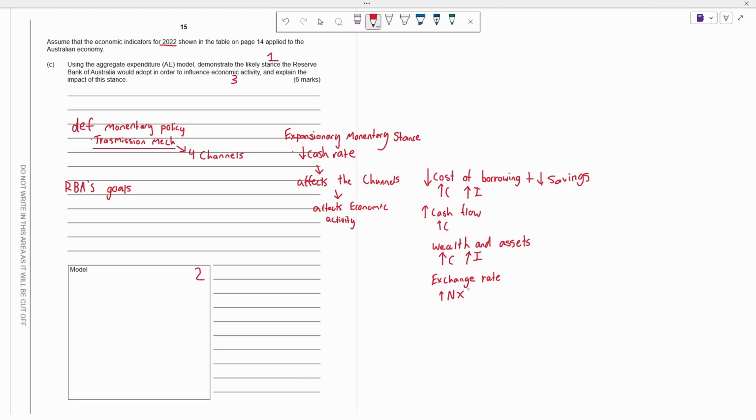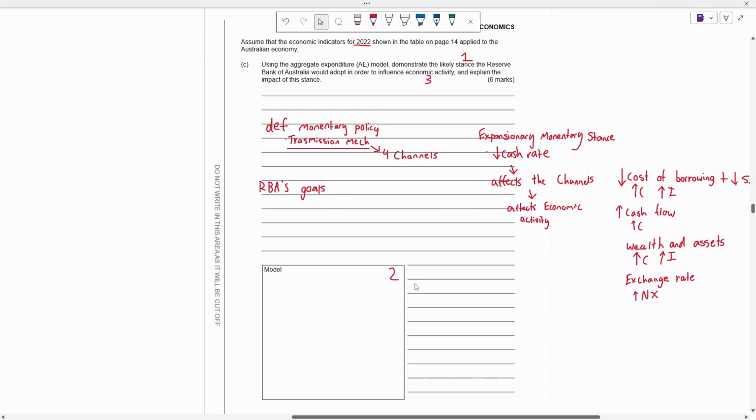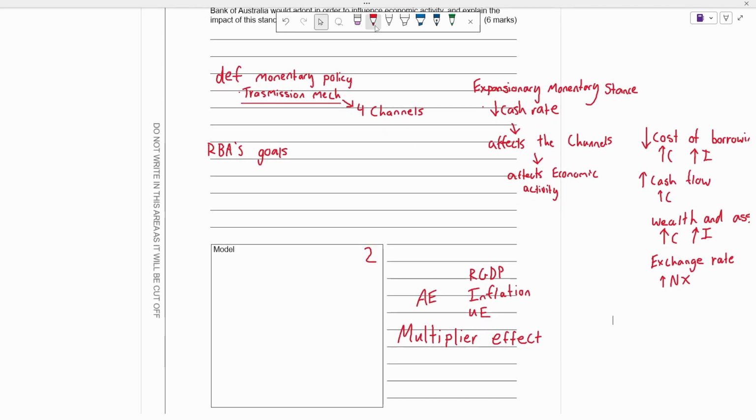And for the exchange rate channel, the decrease in the cash rate would also depreciate the Australian dollar. So that's going to make Australia's goods more competitive. So we would sell more exports, hence increasing net exports. Now, for the economic activity, this is what you would have to talk about. Really, you just have to talk about the aggregate expenditure increasing, real GDP increasing. You could talk about the inflation. You could also talk about the unemployment rate. But the one thing you have to talk about is the multiplier effect. So obviously, we'll refer aggregate expenditure back to the model. So AE1 to AE2. Same thing for real GDP.